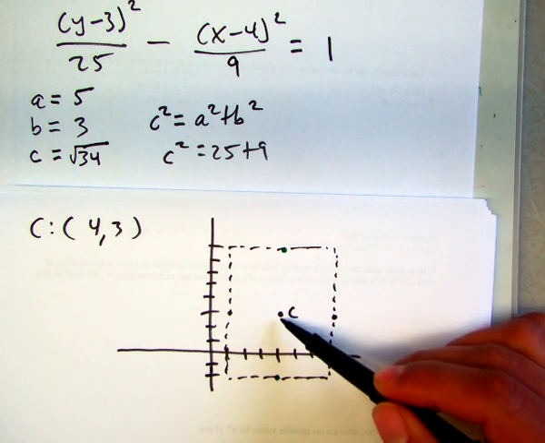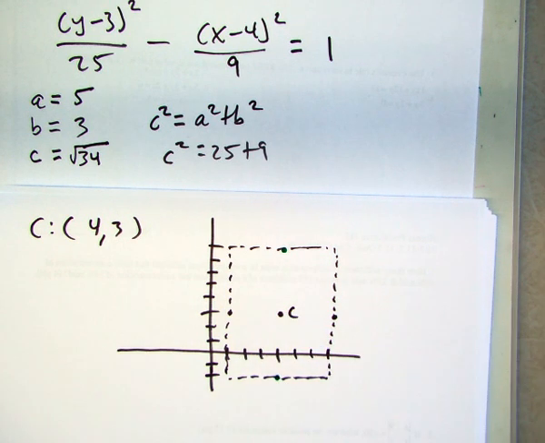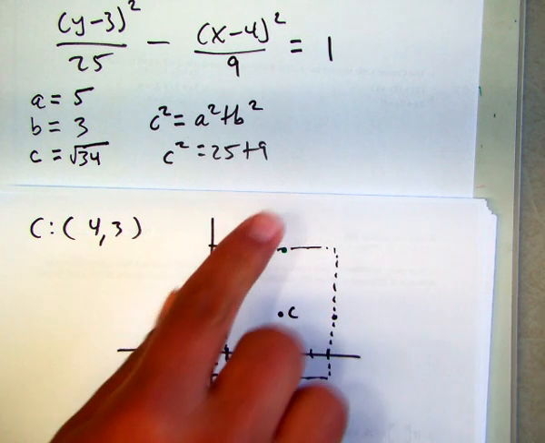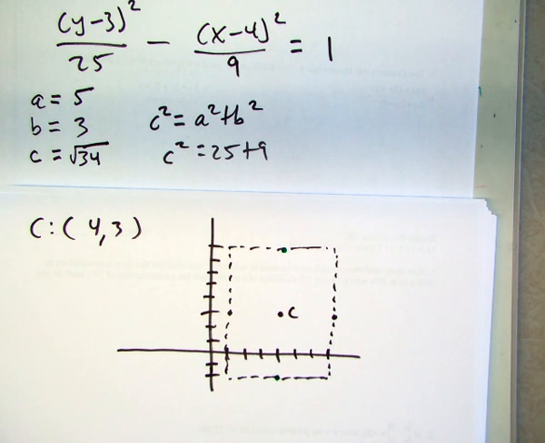Why do you go left and right? Because 9 was underneath the x term. So that's 3 in the x direction. Any questions on where these numbers are coming from and how we drew the rectangle in?